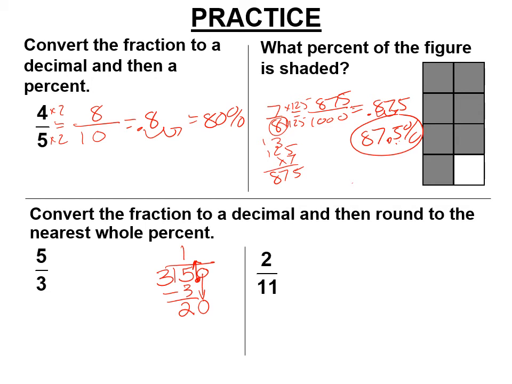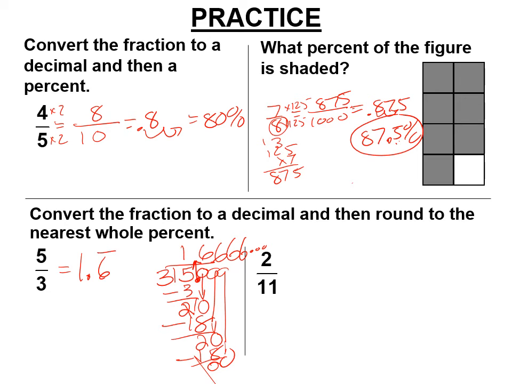3 into 20 goes 6 times. 3 times 6 is 18, remainder 2. Bring down a 0. 3 into 20, 6 times. 3 times 6 is 18, remainder 2. Bring down a 0. And we're going to get 6's forever. So the decimal here is 1.6 repeating.